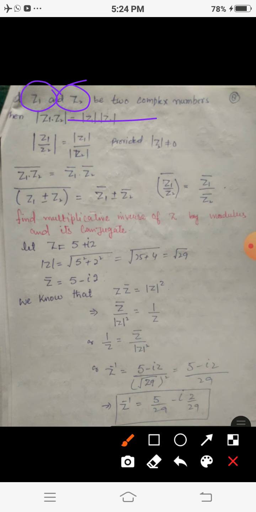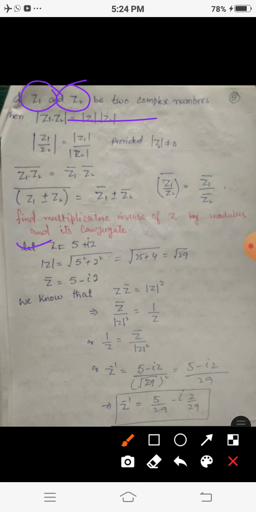Now another question is how to find the multiplicative inverse of z by the modulus and its conjugate. You can find the multiplicative inverse of any complex number by rationalization. Today we are going to discuss how to find the same through the modulus and its conjugate.